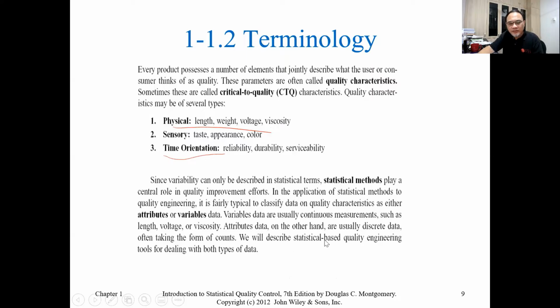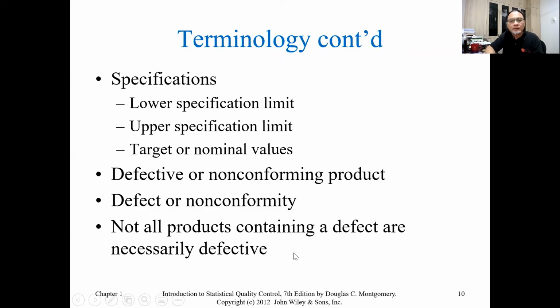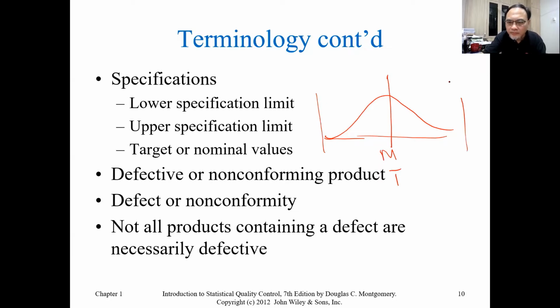So statistical based quality engineering tools for dealing with these two types of data. There are tools for all these. And in quality also, we need to understand there are these terminologies involved, those specification, application, target value. Okay, target value. So if you draw a normal distribution, so this is normally the nominal or the target, and you have some specification in it, upper specification, lower specification. Within the control charts, there are other terminologies like upper control, normal, lower control.